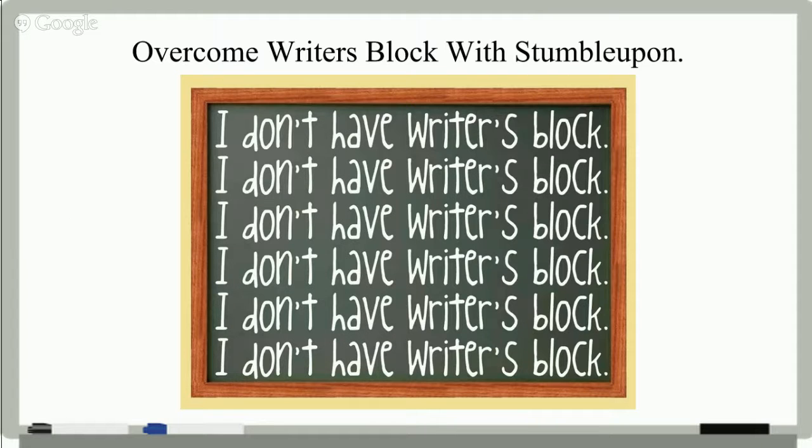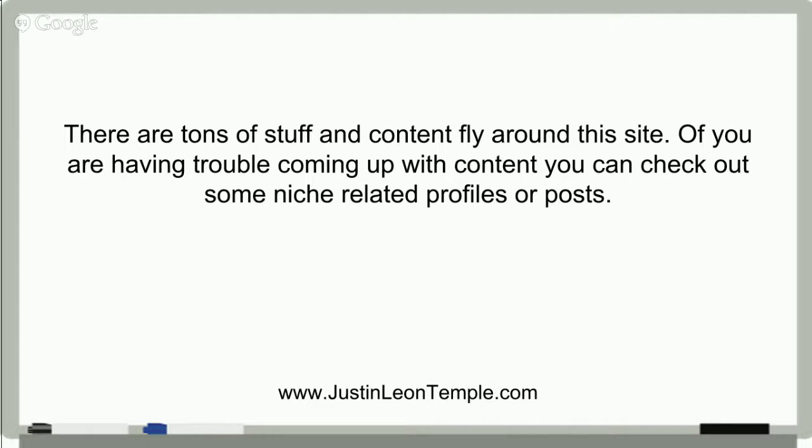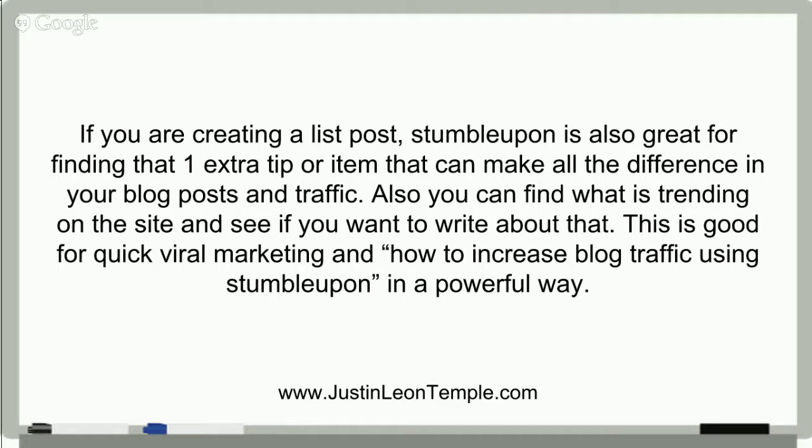Overcome writer's block with Stumbleupon. These are some extra tips that can help you out. There is tons of content flying around on the site. So you can check out the niche related profiles or posts, or if you are creating a list post, Stumbleupon is also great for finding that one extra tip or item that can make all the difference in your blog post and traffic. Also, you can find what is trending on the site and see if you want to write about that. This is good for quick viral marketing and how to increase blog traffic using Stumbleupon in a powerful way.